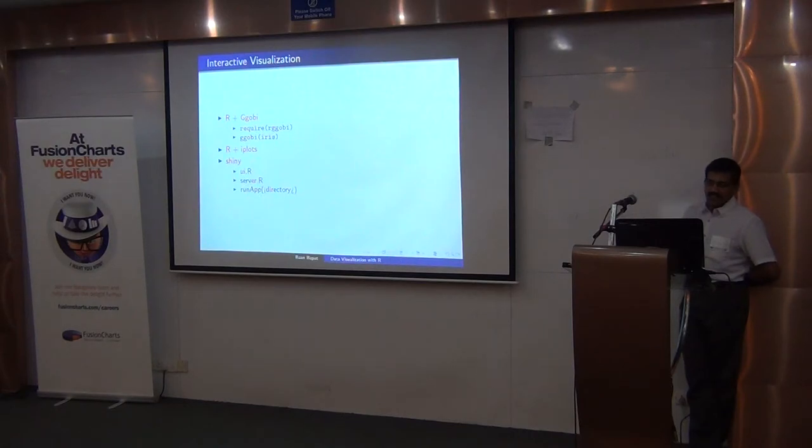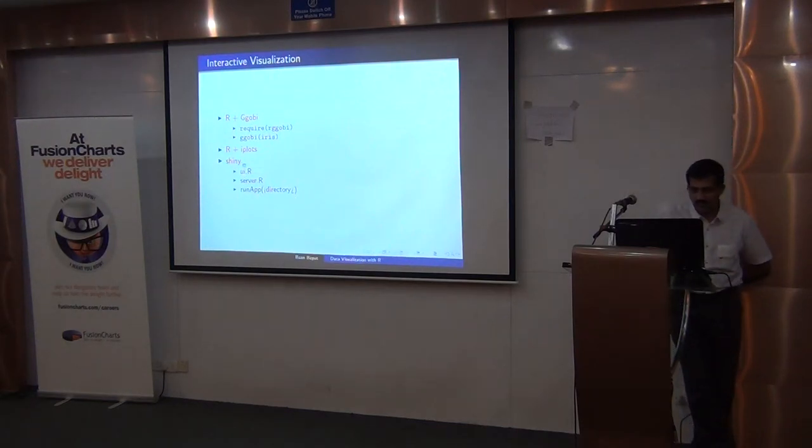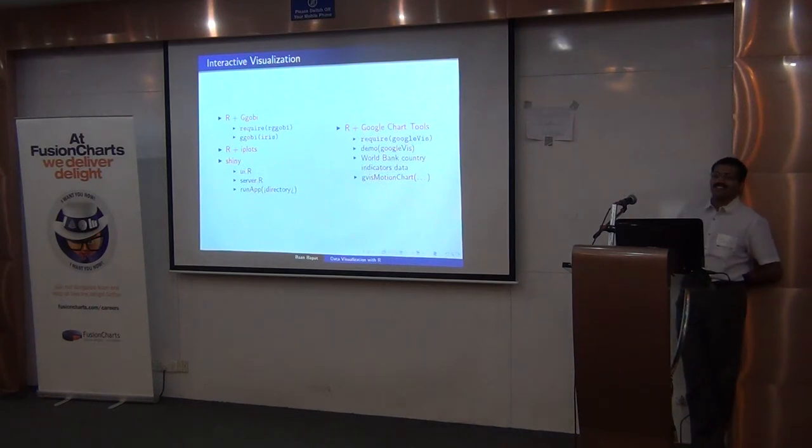Shiny has basically two scripts. One is the UI script and the other is the server script. The server script is where you do the analysis. The UI script is where you just create the HTML page. And you just call runApp for that given directory, and that's it. It will run. I can probably show that, depending on how much time you are giving me. 5 minutes? Then I won't run it. You can do it later.